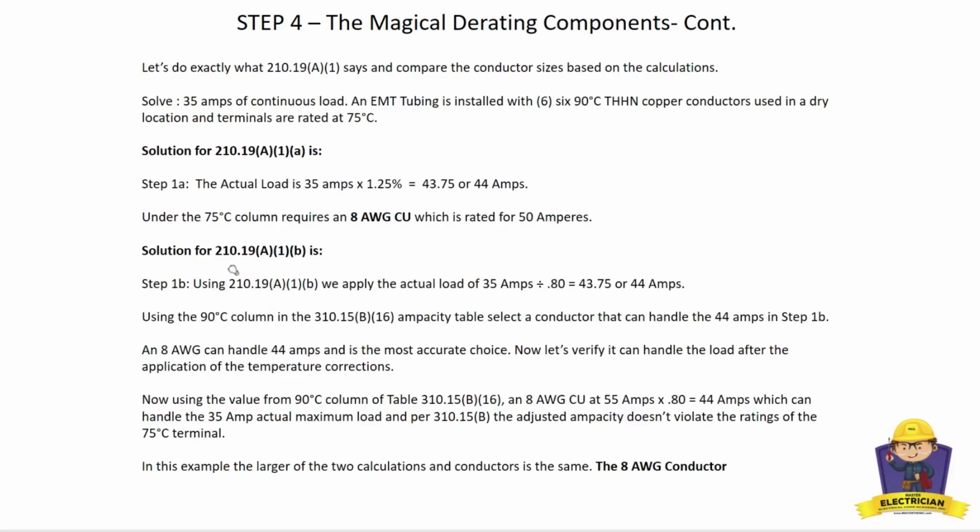Now, 210.19(A)(1)(b) is the other method. Since it is a continuous load, we have to compare the two. So we take the actual load, 35 amps, divided by 0.80. It gives you 44 amps. They're identical here in this case.